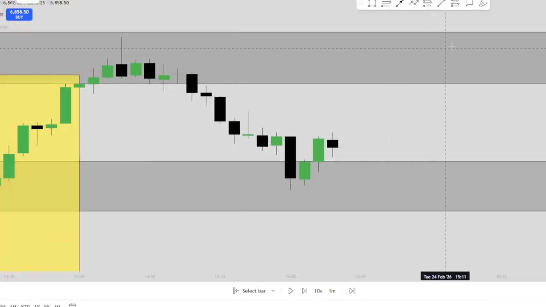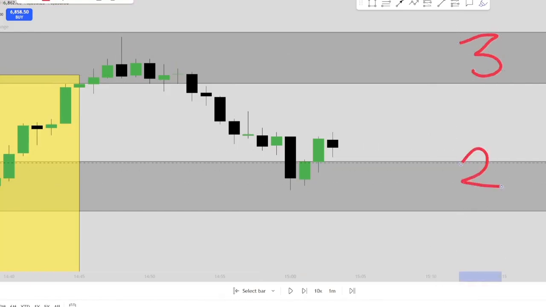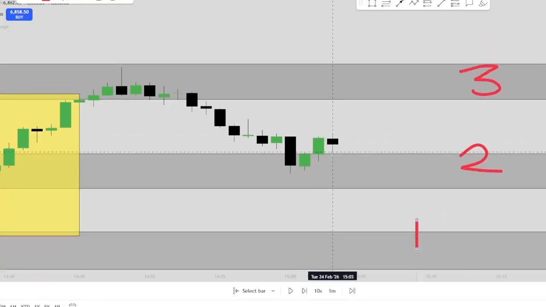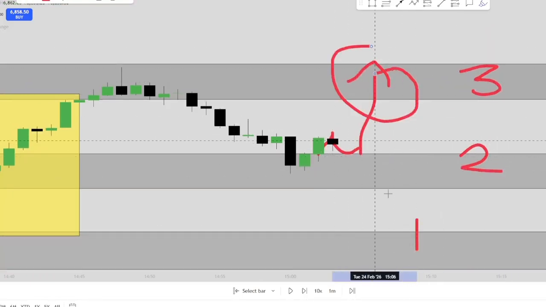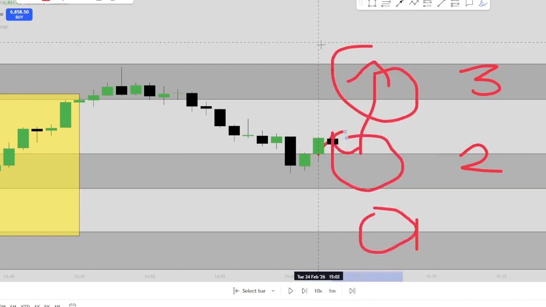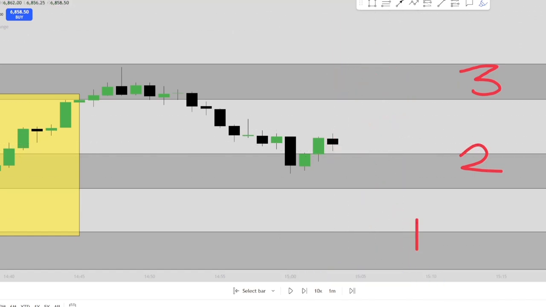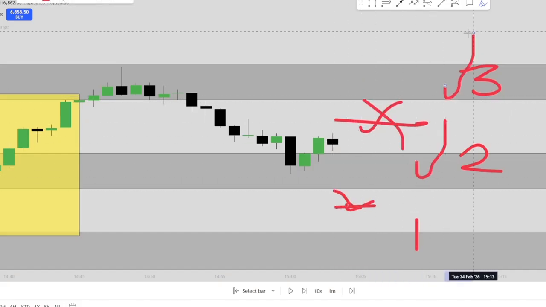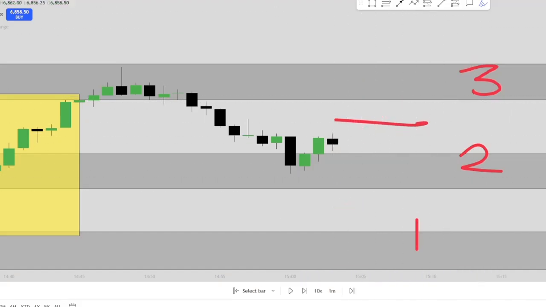Now, when it comes to levels, again, it was 3, it was 2, it was 1. So I'm only looking for a break and retest off one of these levels. That's all I'm looking for. I'm not looking to trade anywhere else. I have a strict rule. I do not trade in between levels. I only trade at levels. That's the first thing. So get good at finding levels.